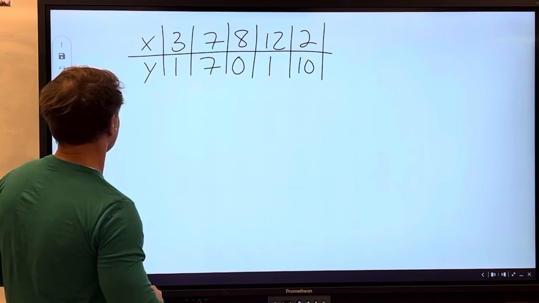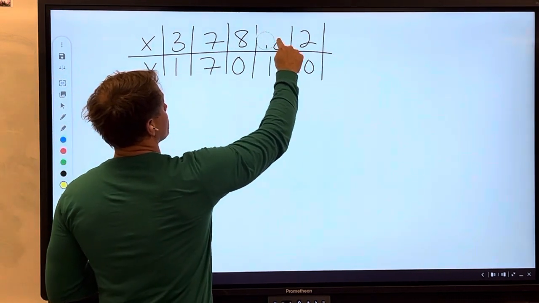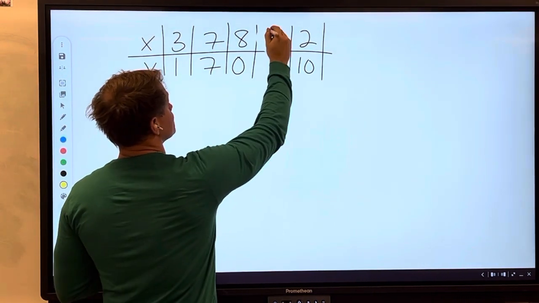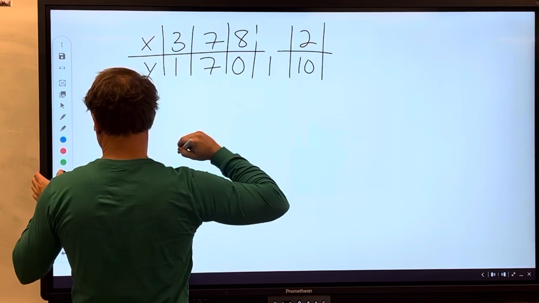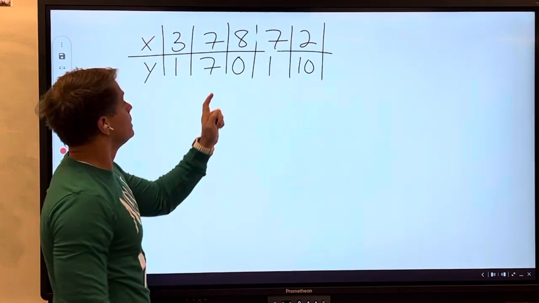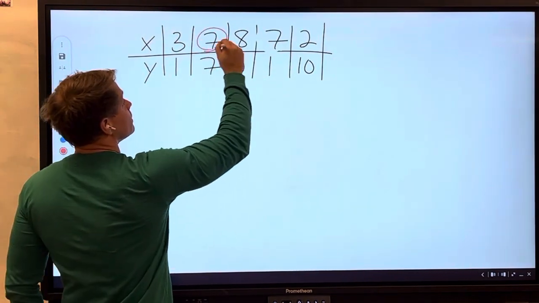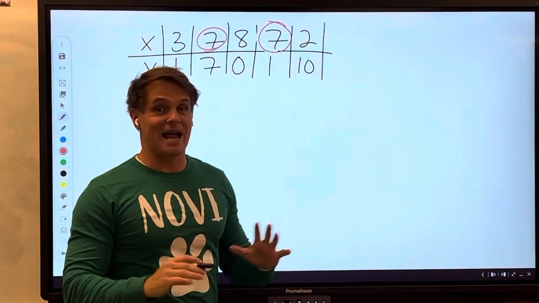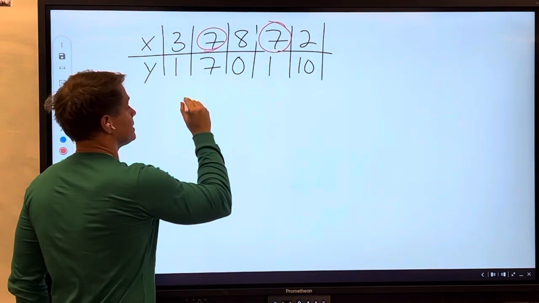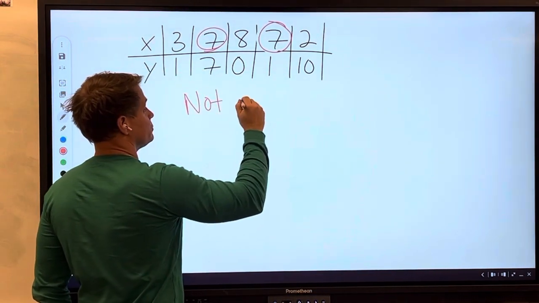Now, if I were to change the number 12 right here to a 7, since now I have 2 7s, this would make it not a function because I have 2 of the same x values.